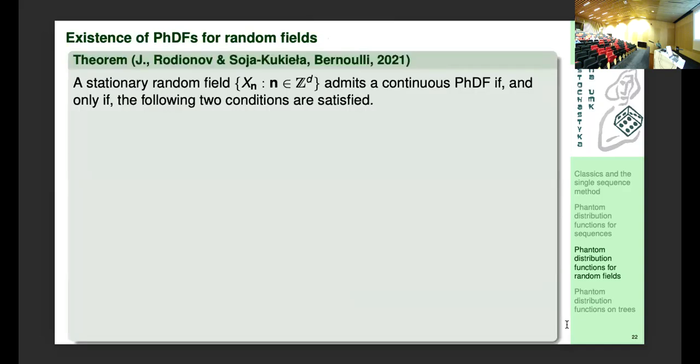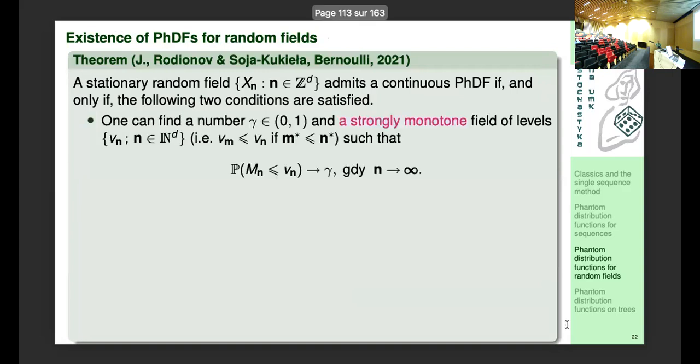And we have a general result. A stationary random field admits a continuous phantom distribution function if the following condition is satisfied. Here we have a familiar condition. We need a convergence, but here it is a field of levels. N is bold, so it is not a sequence, this is a field of levels.